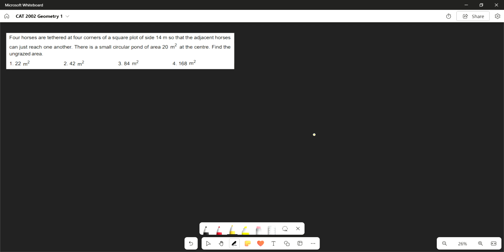Today we will solve two questions from the topic geometry. These two questions came in CAT 2002. So let's begin with the first question.